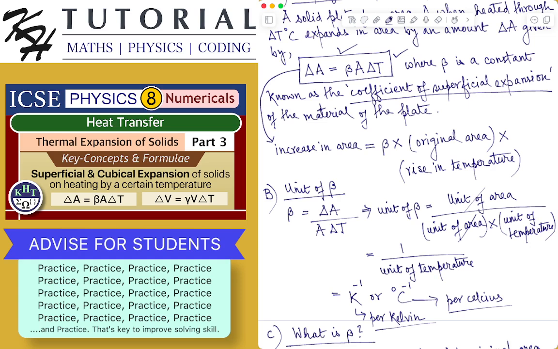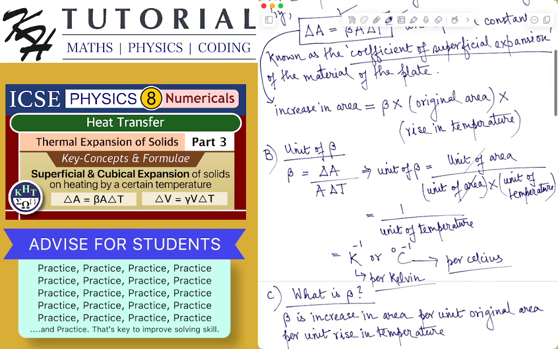So if you consider the unit of temperature as Kelvin, the unit of beta will be per Kelvin. And if you consider the temperature to be in degree Celsius, then it will be per degree Celsius. So the unit of beta is either per Kelvin or per degree Celsius.